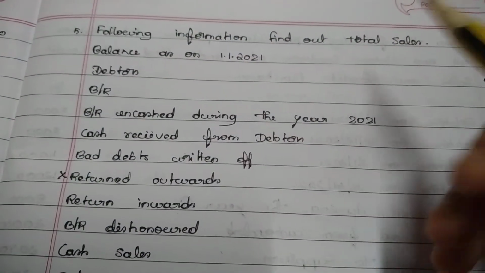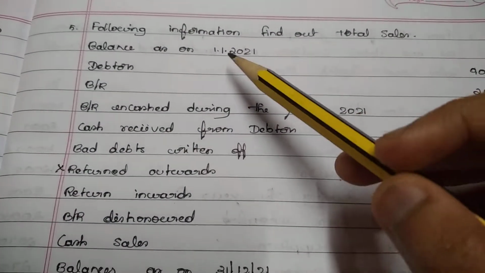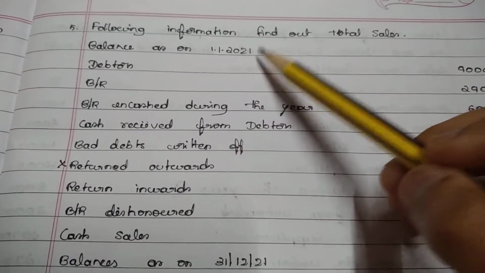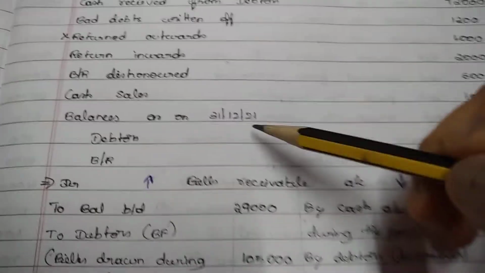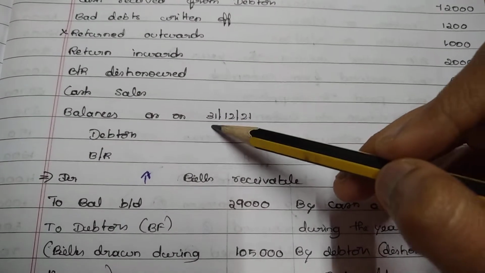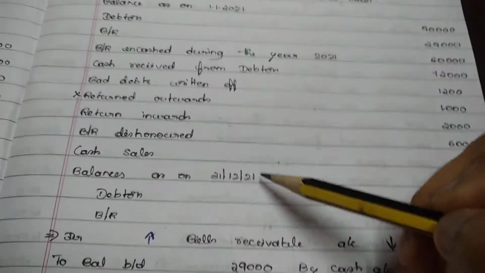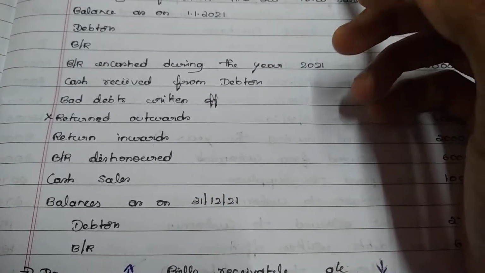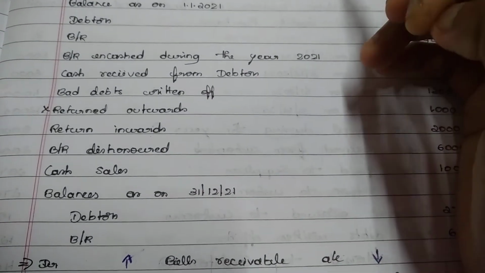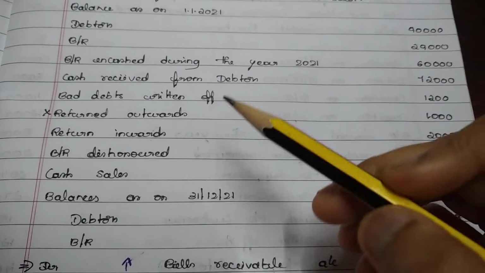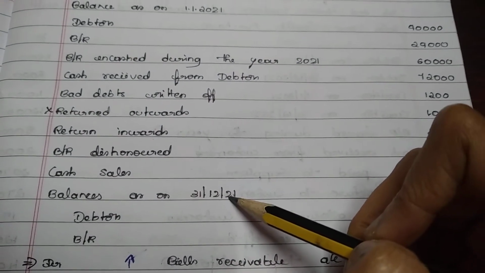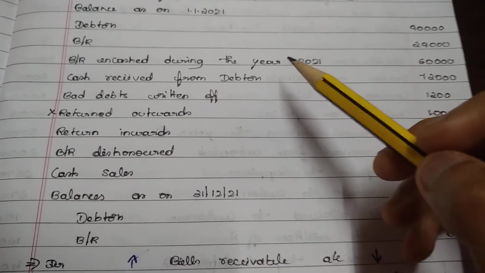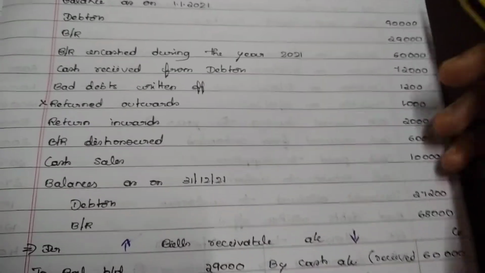How I could get to know is because it is 1/1/2021 and it is a balance on 1/1/2021, and one more balance is given on 31/12/21. As 1/1/2021 is the beginning, I considered it as opening balance. This is closing balance and this is the closing date of our firm.